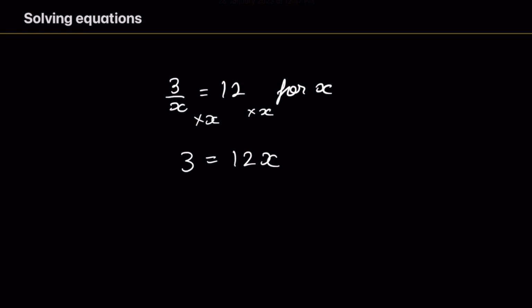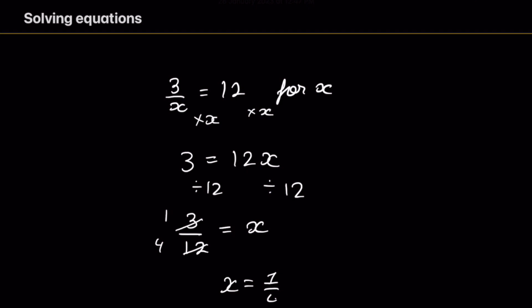Now how to remove this 12 is you divide both sides by 12. So divide by 12 and then divide by 12. So you would get 3 divided by 12 is equal to 12x divided by 12 is x. It's always better to simplify your values at the end. So 3 by 12 is just 1 upon 4. So x is equal to 1 upon 4.